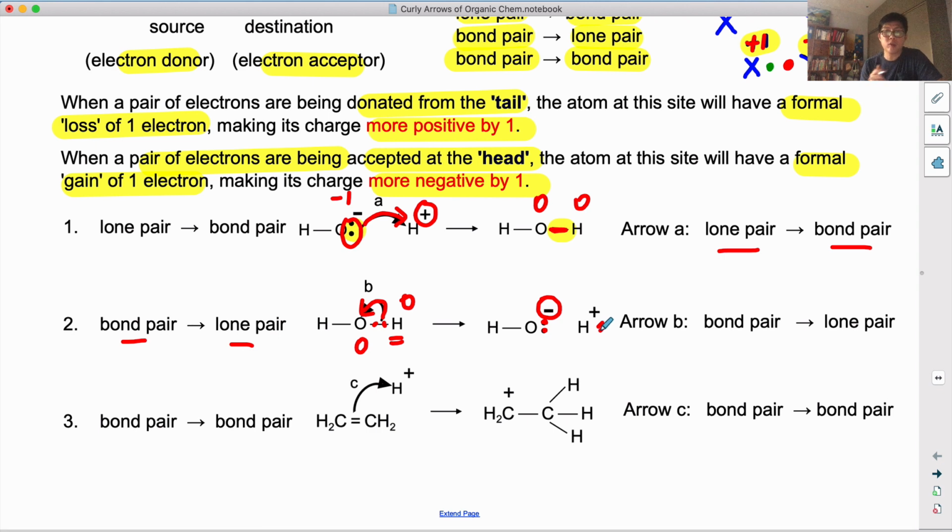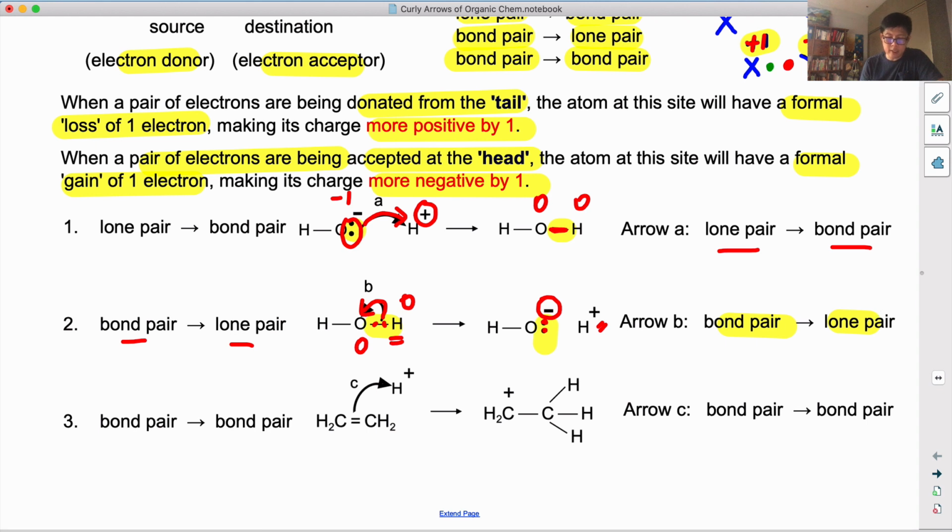Alright, but more importantly, I want you to be able to see that in this movement of electrons, a bond pair has become a lone pair, right? Can you see that? A bond pair has become a lone pair. So this is the second example. Okay, last example, bond pair becoming a bond pair.